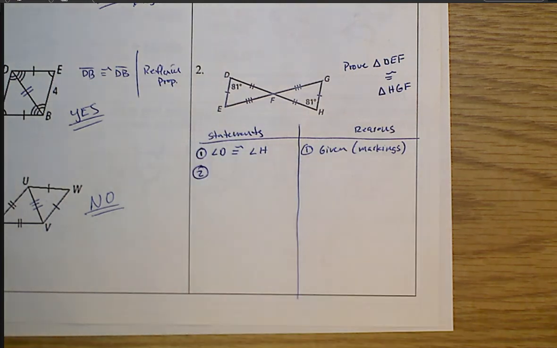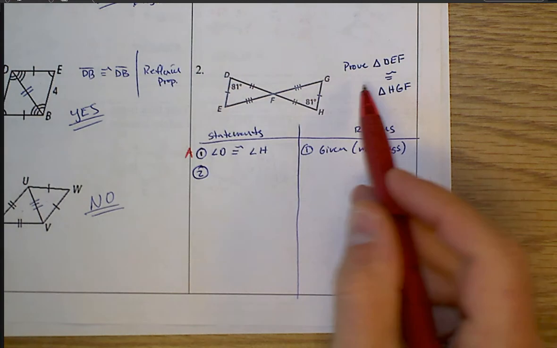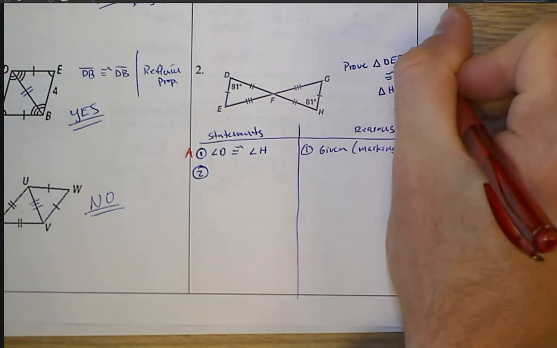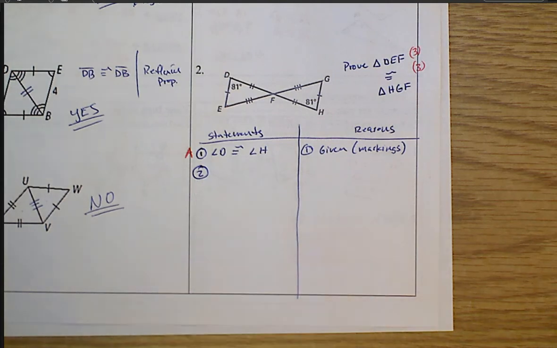And I'm going to put a little A out here for angles. Because remember, what are we trying to show? I need to show that all 3 sides and all 3 angles are congruent. So I better have 6 statements here. 3 angles, 3 sides.